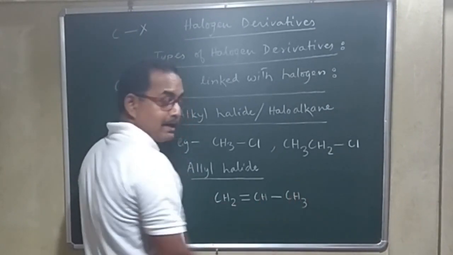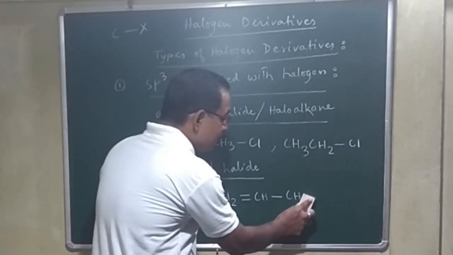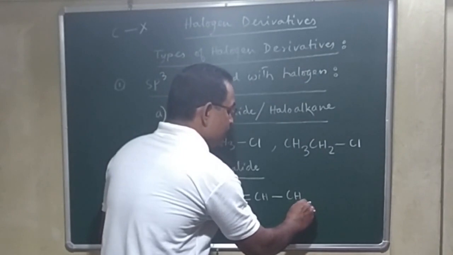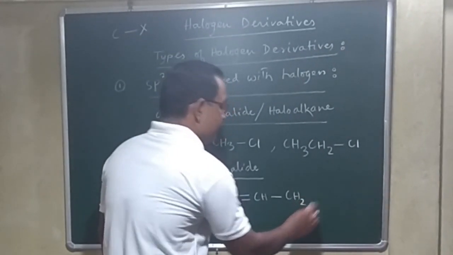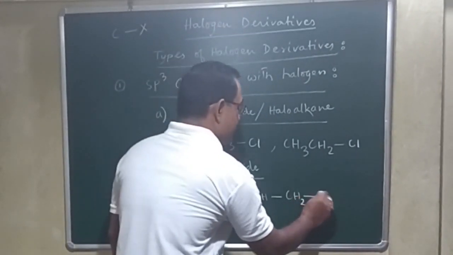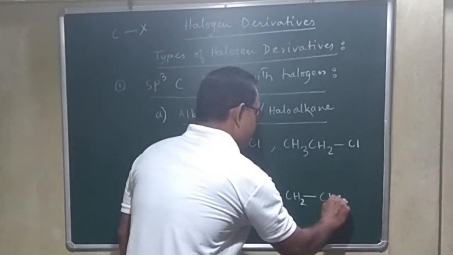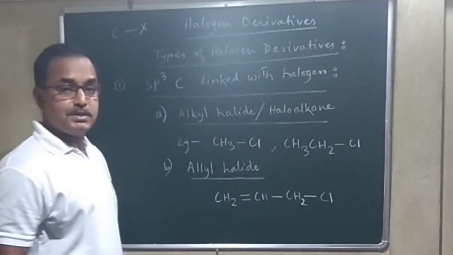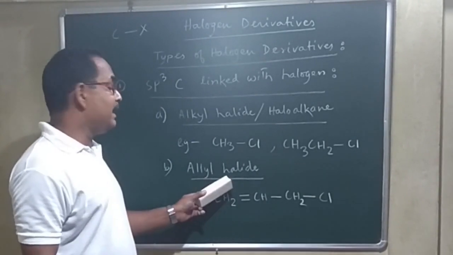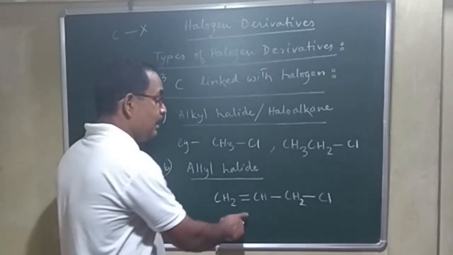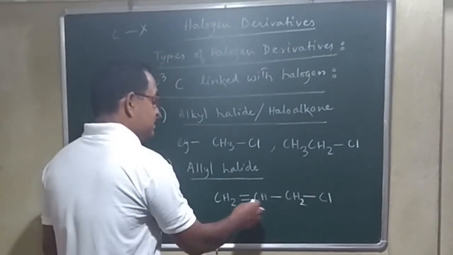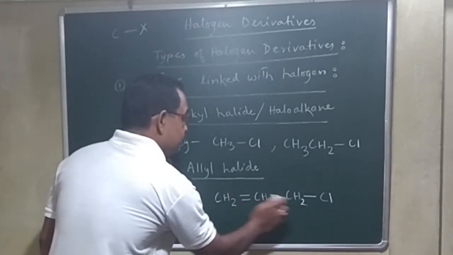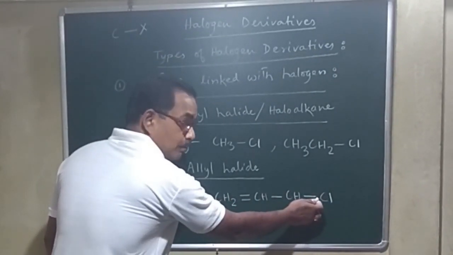So here you see, this is a methyl group CH3. This carbon has 3 hydrogens. If we reduce one hydrogen and the valency of carbon is satisfied by chlorine, what is this? This is allyl chloride. Allyl chloride. In IUPAC you will call it 1, 2, 3, 3-chloropropene.